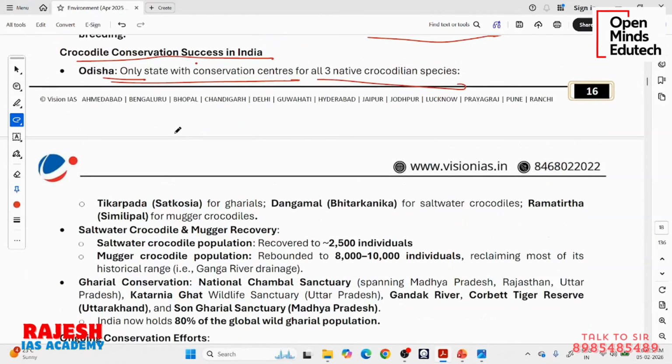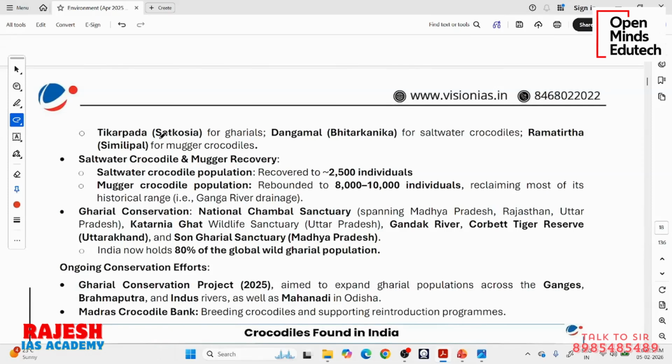Tikarpada Conservation Center in Satkosia in Odisha is for gharials. Dangamal in Bhitarkanika in Odisha is for saltwater crocodiles. Ramatirtha Conservation Center in Simlipal in Odisha is for magar crocodiles. Saltwater crocodile and magar recovery.